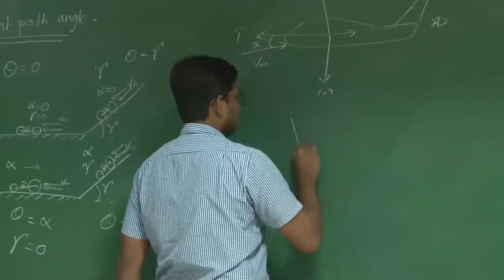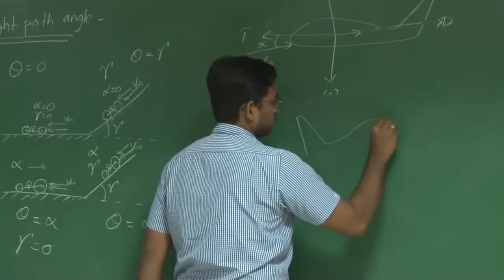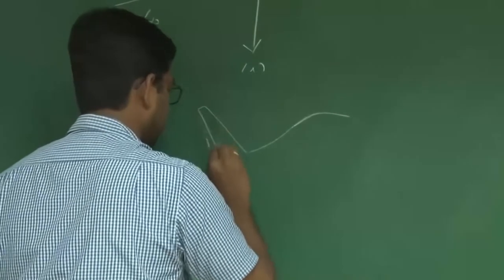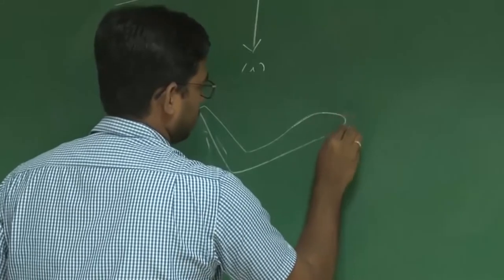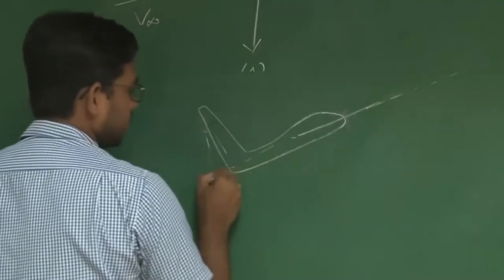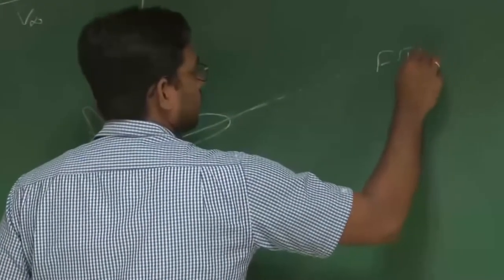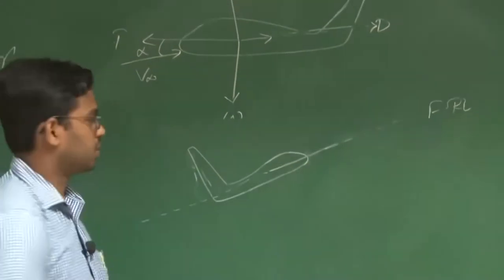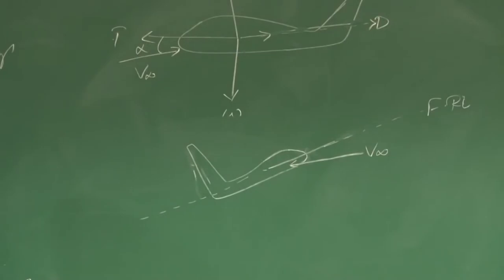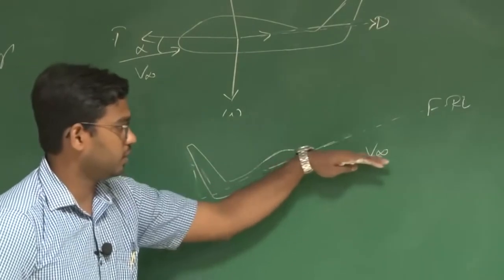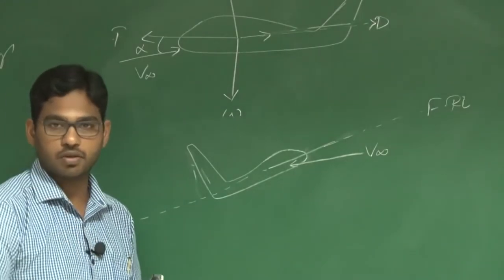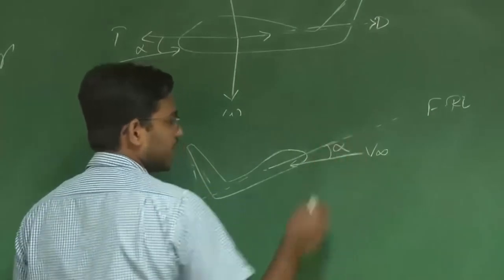So now let us come back to this aircraft. So this is my FRL, fuselage reference line. My angle of attack is defined with respect to this fuselage reference line. So this is my V infinity. So what does it mean? My aircraft is actually moving in this direction, that's why you face V infinity opposite to you. So the free stream will be opposite to the direction of your motion. So this angle is the angle of attack.